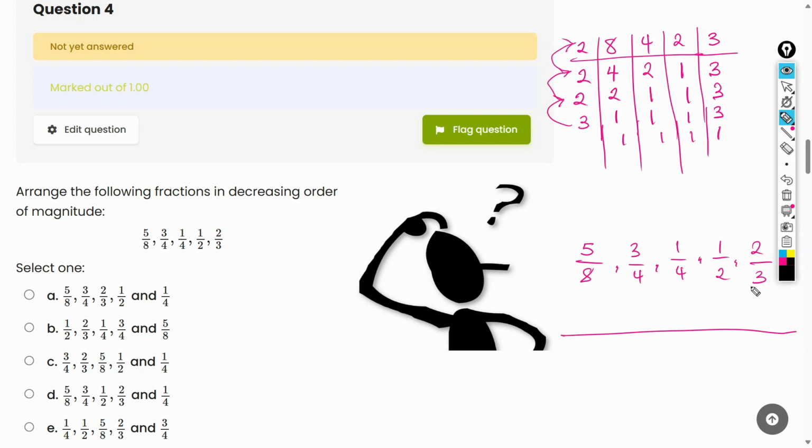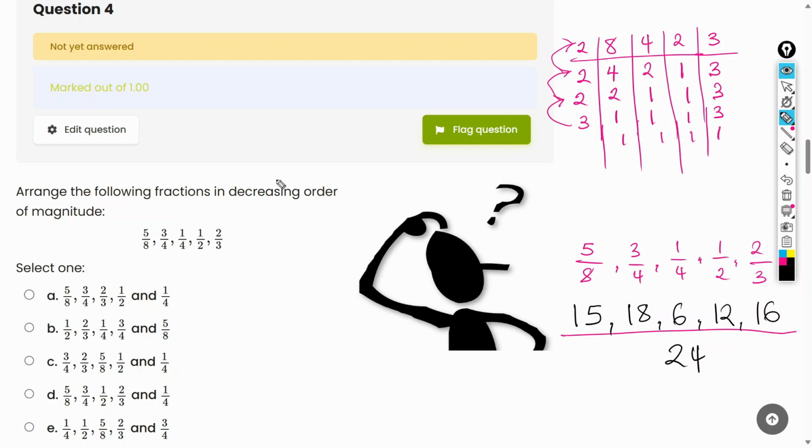And our LCM is 24. So we divide by our denominators and then we multiply by the numerators. So 8 into 24 is 3, 3 times 5 is 15. 4 into 24 is 6, 6 times 3 is 18. 4 into 24 is 6, 6 times 1 is 6. 2 into 24 is 12, 12 times 1 is 12. 3 into 24 is 8, 8 times 2 is 16.